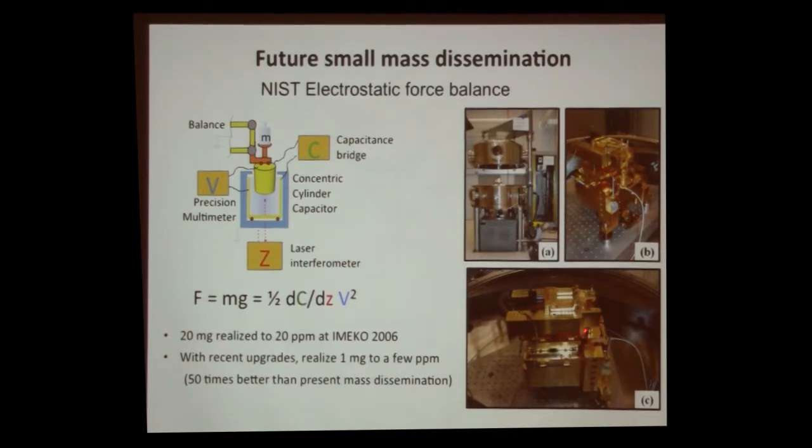Here's that concentric capacitor electrode right here. We've realized 20 milligrams to roughly 20 parts per million. That's what you can do with dead weights. And just recently, with some upgrades, we've done 50 times better.